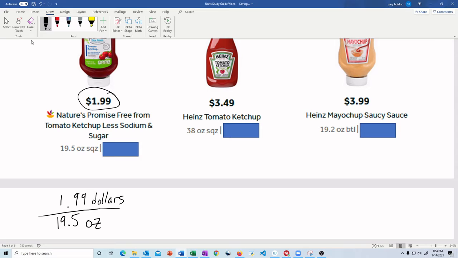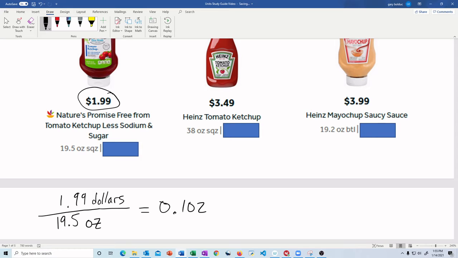So we can do this instead if it feels more comfortable that way. I think it might be a little easier that way. So then how do we figure out what this actually is? Well, we got to plug it into our calculator. So I'm going to type 199 divided by 19.5, and that ends up giving me 0.102. So I'm rounding to this third decimal place.